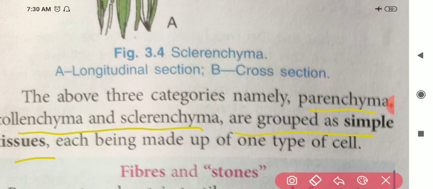They are known as simple tissue because they are made up of only one type of cell. Clear?